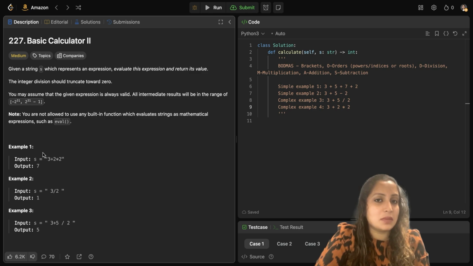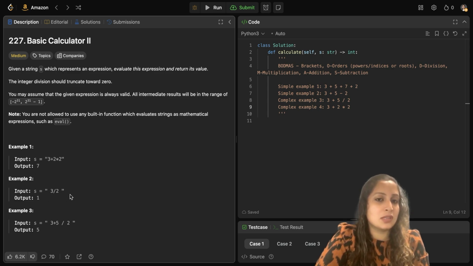Let's look at some examples. Like example 1, here 3 plus 2 multiplied by 2. So we always follow BODMAS rules, that is brackets, orders or powers, division, multiplication, addition and subtraction, and we prioritize each sub-expression based on that. So 3 plus 2 multiplied by 2. Multiply takes priority, so 2 multiplied by 2 is 4. 4 plus 3 is 7. That's your output here.